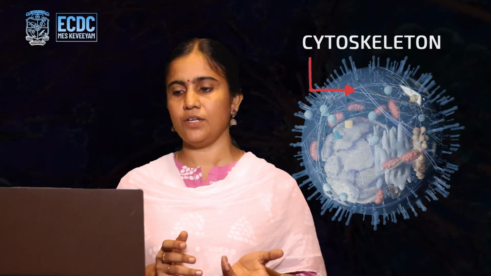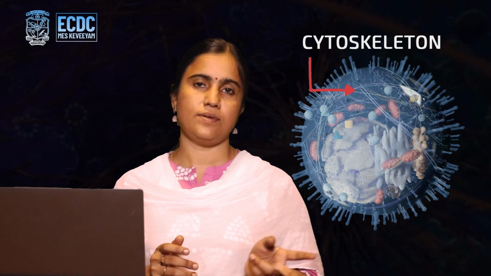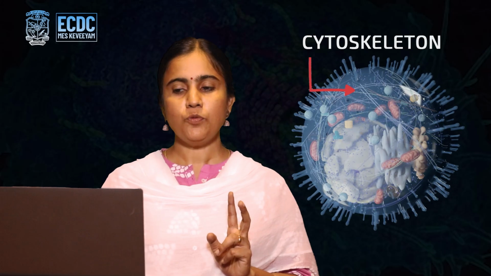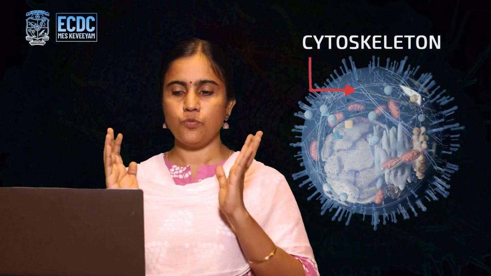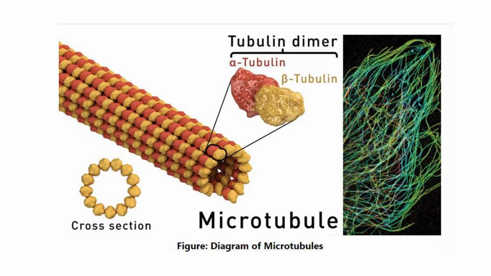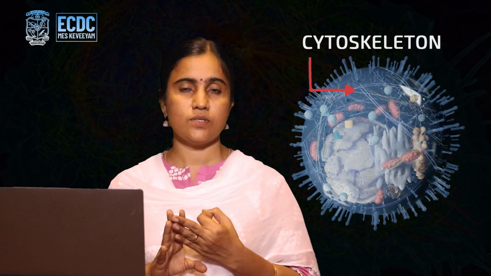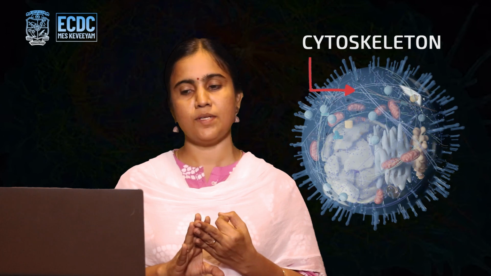Microtubules also have directionality, meaning that they have two ends structurally different from one another. A microtubule made up of alpha and beta tubulin is shown here. You can see the cross section of the microtubule and the gross structure of the microtubule. Now, what are the functions? They form centrioles, spindle fibers, cilia, flagella, etc., which have an important role in cell metabolism.